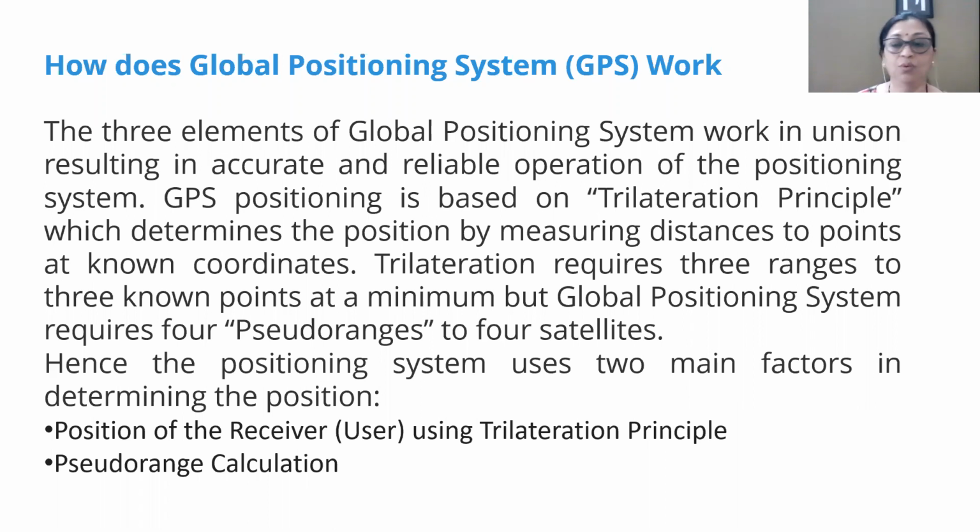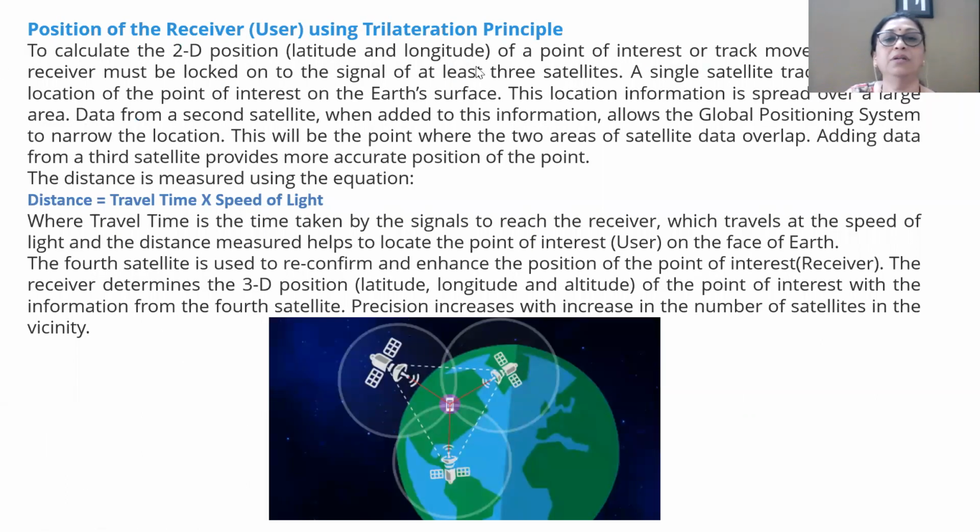So, two operations are performed as you can see here, and these two operations are positioning of the receiver using the trilateration principle and pseudo range calculation. So, pseudo range calculation and trilateration principle. These two steps are used in order to find the location. Now, here, as you can observe, the first operation is performed by using the trilateration principle.